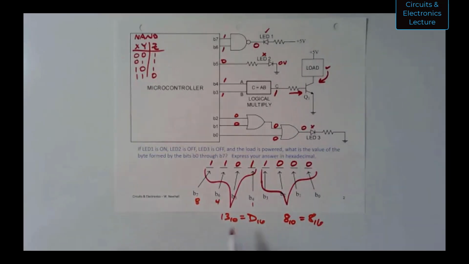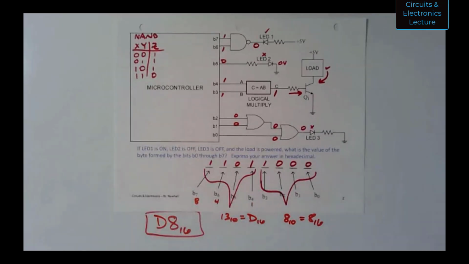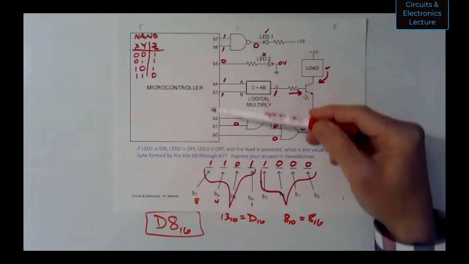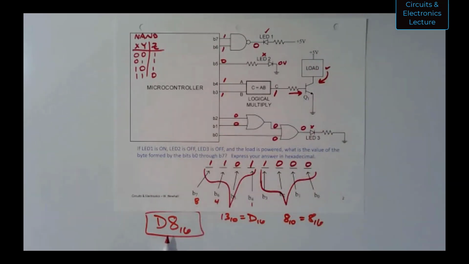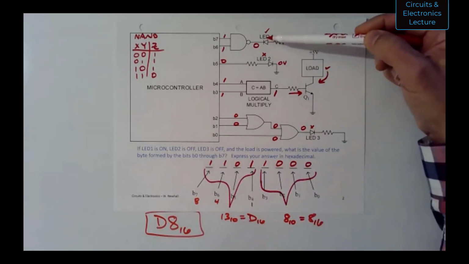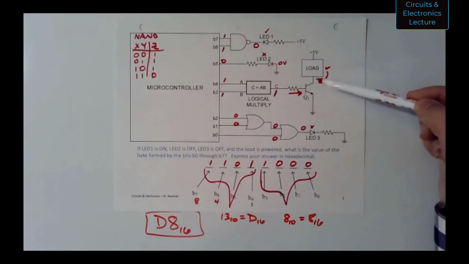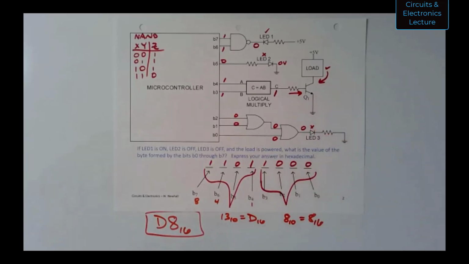And so I put those values together and I get D8 base 16. Okay, so if you program into this microcontroller's 8-bit port the hex value D8, then these conditions would happen. LED 1 would be on, LED 2 off, the load would be running, LED 3 would be off.